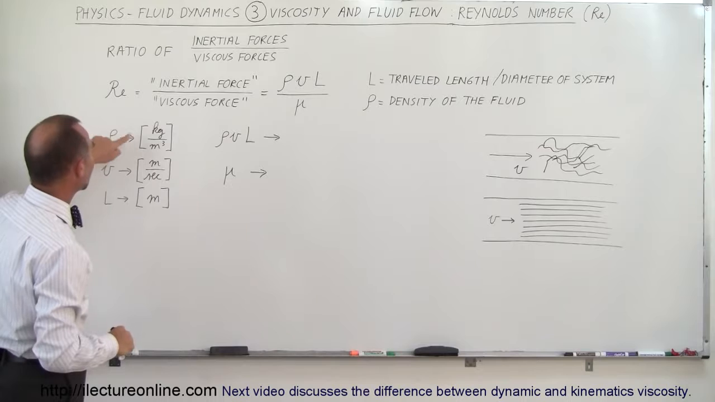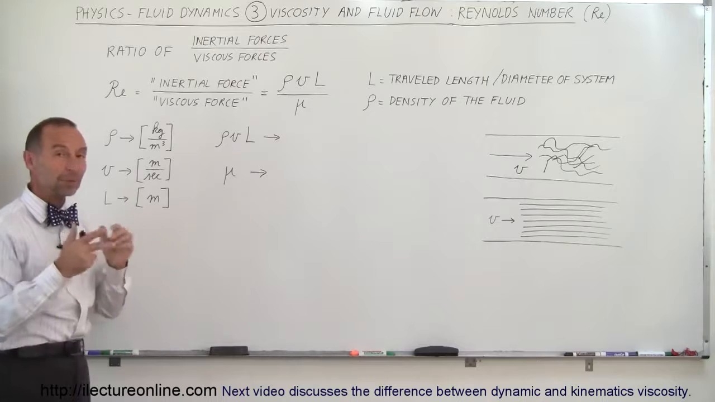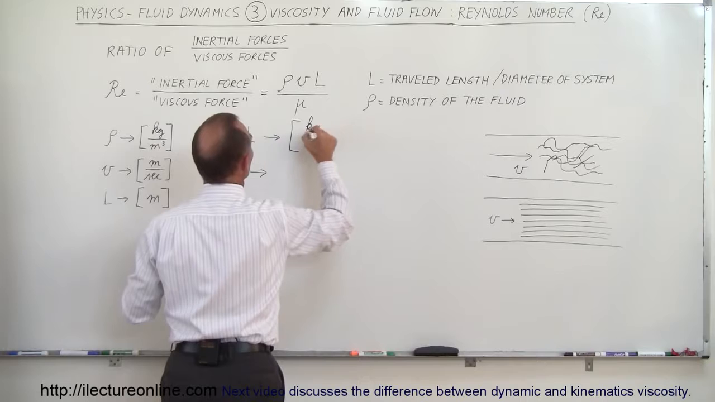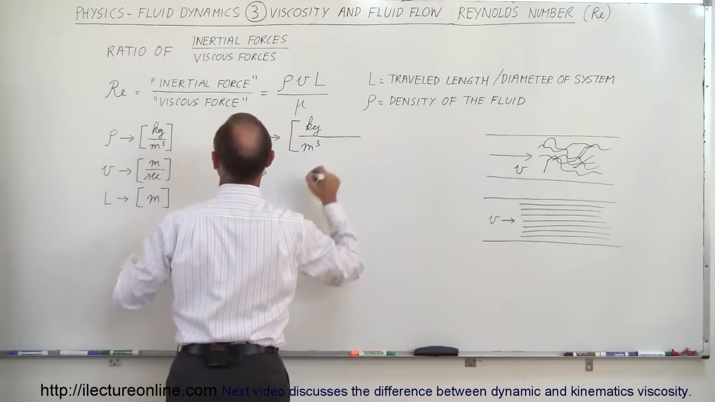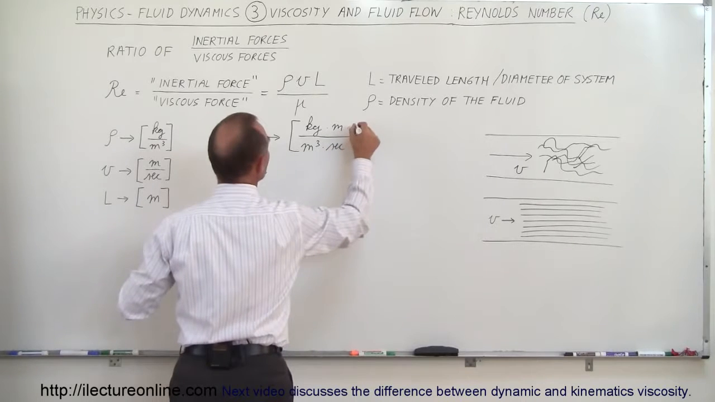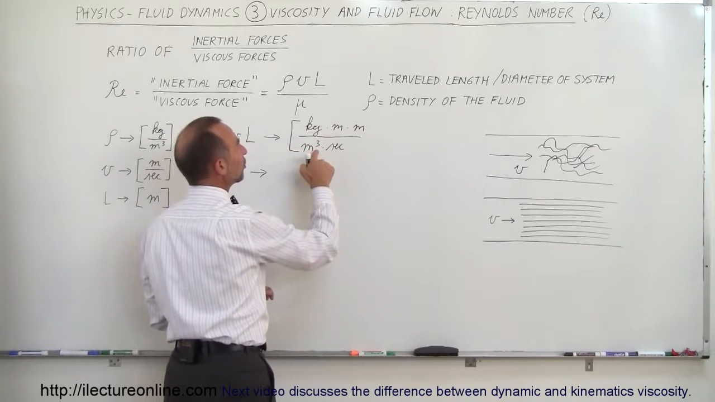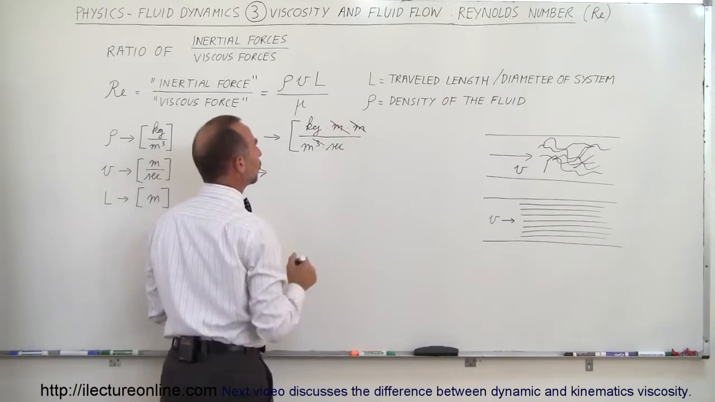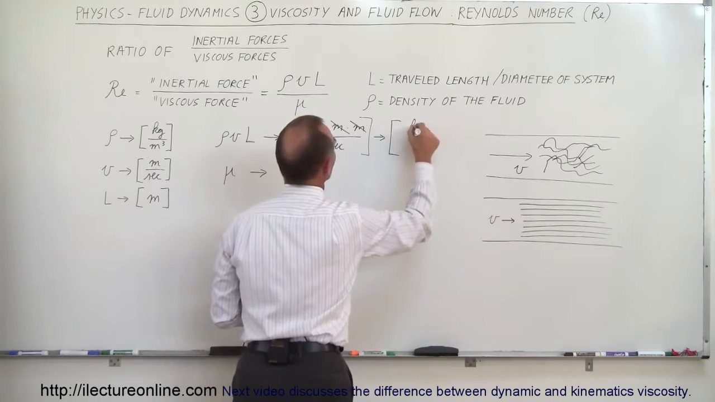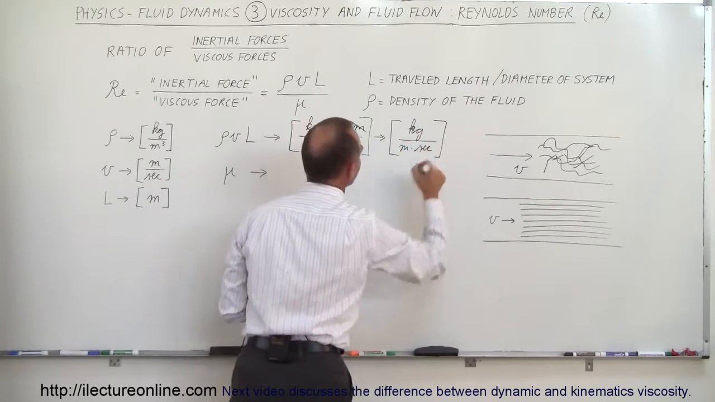Notice that the units for density is kilograms per cubic meter, velocity meters per second, the length is meters. If we now multiply those three together, the units then become, we have kilograms per cubic meter, and then for velocity we'll have meters per second, and for length we have meters. Notice then we have meters squared in the numerator, meters cubed in the denominator, so two of those cancel out, and so the units then end up being kilograms per meter times seconds.